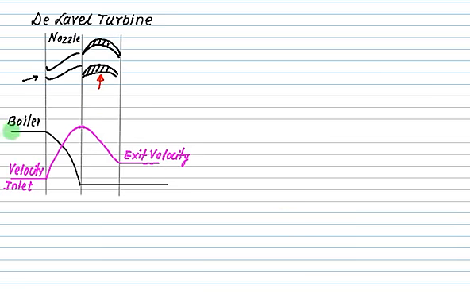This one represents the boiler pressure. The complete expansion takes place in the nozzle and then the steam leaves at condenser pressure. Because of expansion, the steam velocity will increase in the nozzle and it will drop in the moving blade. So the kinetic energy is converted into mechanical energy.